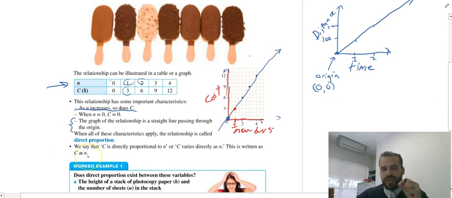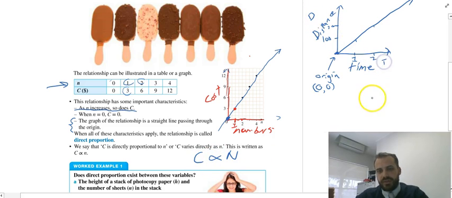Now we've learned some fancy little notation here. We say that C is directly proportional to N, or C varies directly as N. We can write that simply as C, curly bit, N. In this case, if I call this D for distance and T for time, we can say that distance is directly proportional, that's what this little sign means, to time.